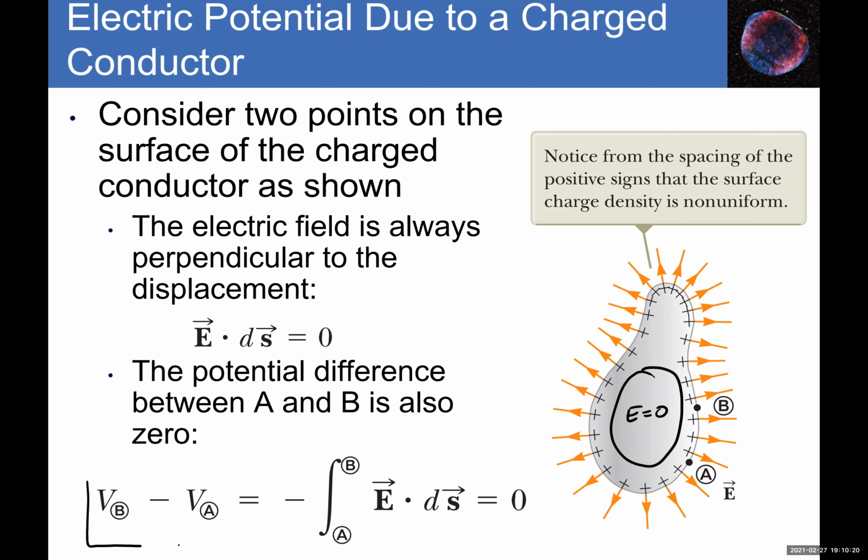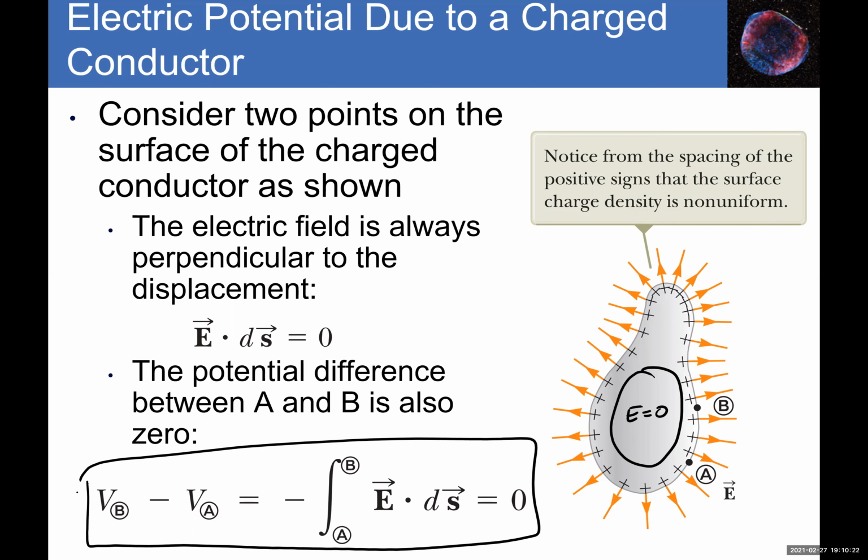Now, if we apply this equation and choose 2 points, some point A and then point B, the change in potential between point A and B, VB minus VA, equals the integral of E dot ds. That means the electric field is always perpendicular to the displacement, so E dot ds equals 0. The potential difference between points A and B is also 0. What it means is that VB equals VA, which means the same potential everywhere on the surface.